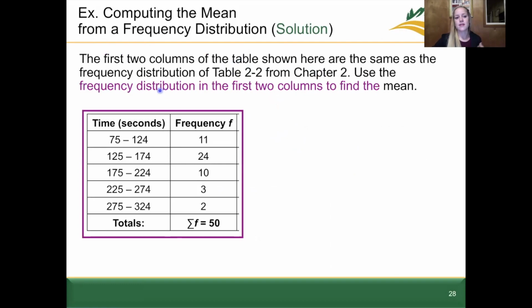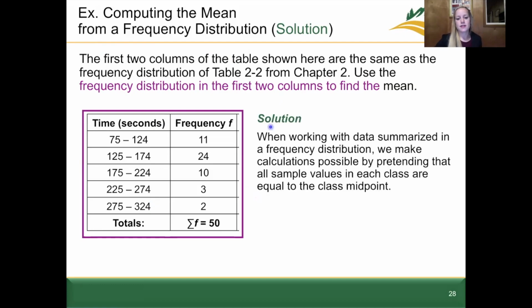So if we were directed to use the frequency distribution in the first two columns to find the mean, let's see how we would do that. Now, here's some background on this. When working with data summarized in a frequency distribution, we make calculations possible by pretending that all sample values in each class are equal to the class midpoint. Okay, so why do we need to do that? We know that with a frequency of 11 cars, they were served between 75 and 124 seconds, but we don't know from this table if 10 of them were served at 78 seconds and then one was served at 123 seconds. We don't know that based on this table.